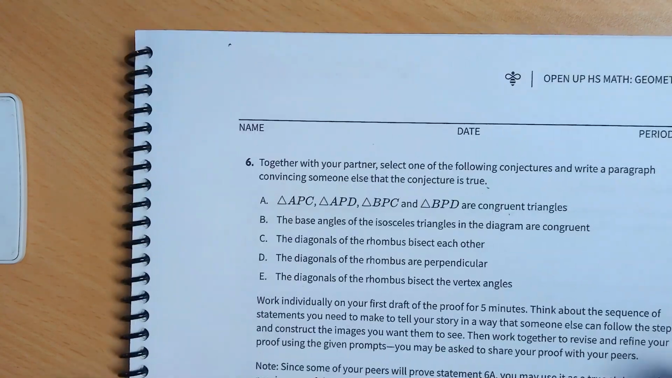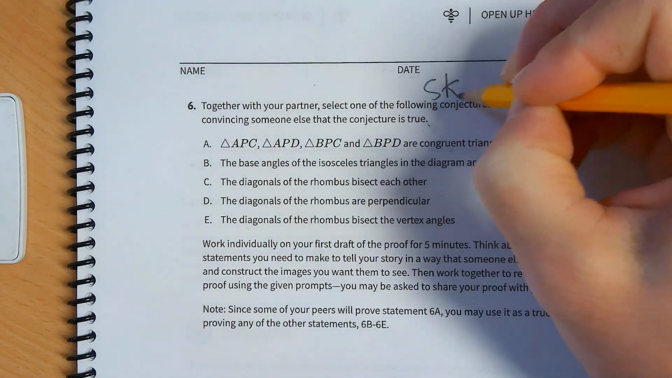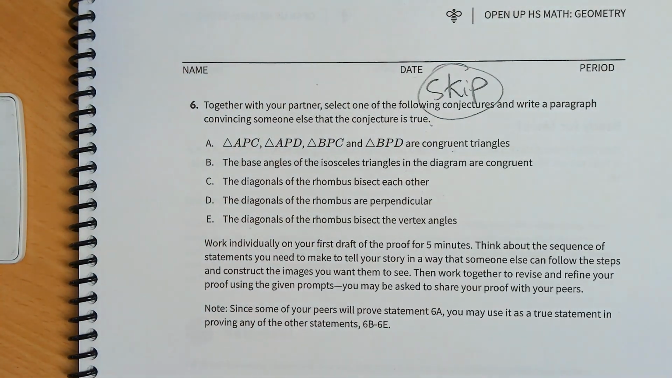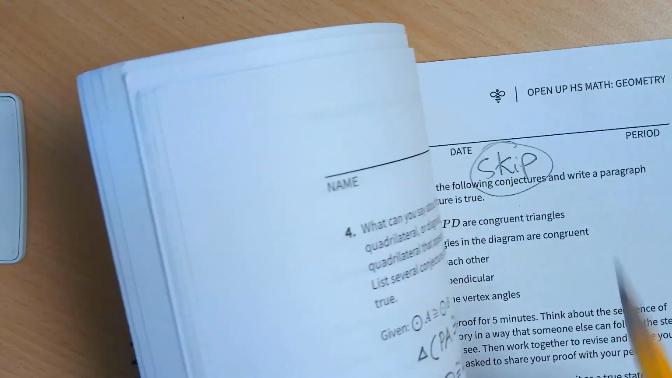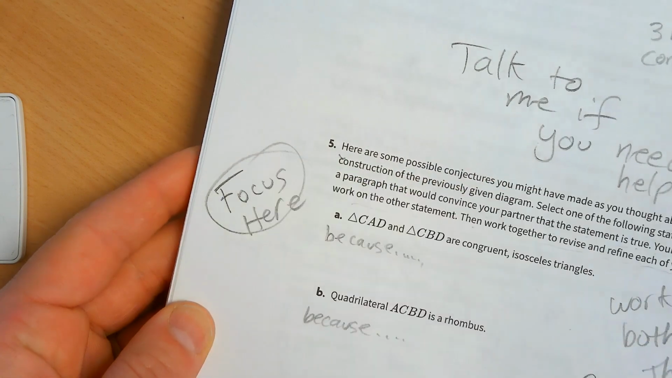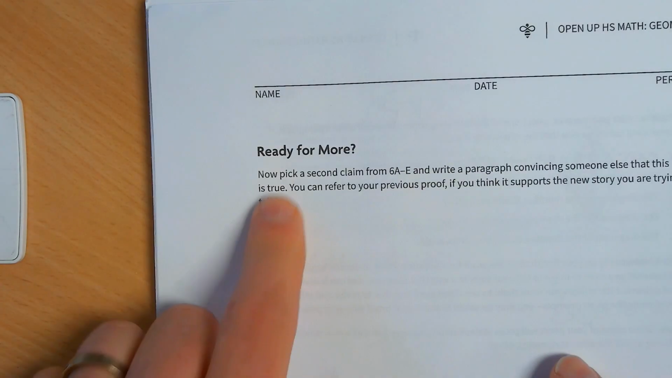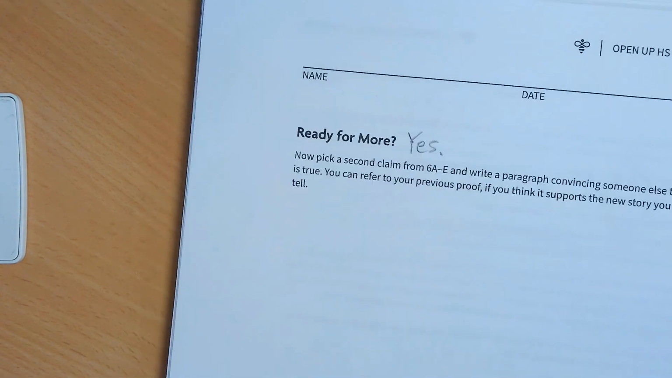Together with your partner, select one of the following conjectures and write a paragraph convincing someone else that your conjecture is true. We're going to skip this. Maybe we'll come back to it later. And that wraps this up. So now, because we're skipping that, I want you to take your time on these. Focus here, because we're skipping that other thing. All right. Ready for more? Yes, but that's for yourself to explore.